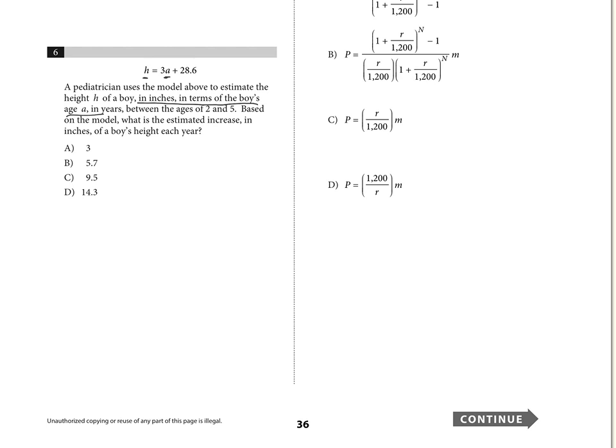So based on the model, what is the estimated increase in inches of a boy's height each year? Well, if we made a 1, then the height would equal 3 times 1 plus 28.6. But if we made a 2, we'd have the same equation, 28.6, except this would be 3 more, so the answer is 3.